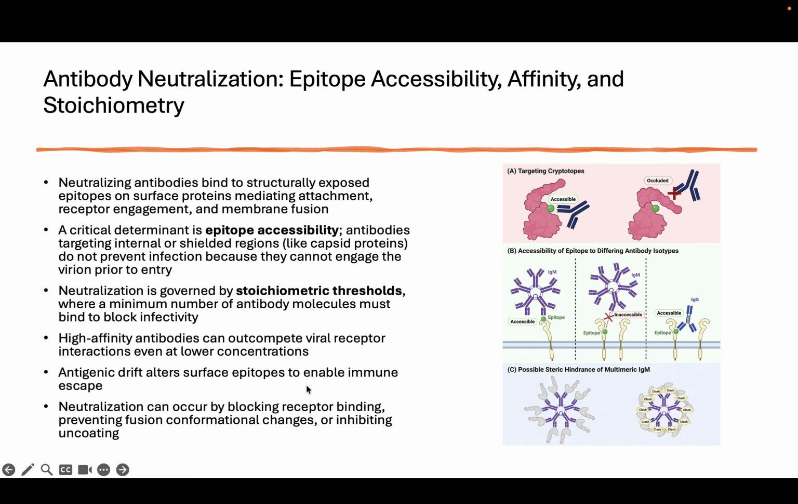But of course, one thing we start to see is antigenic drift. This happens with influenza viruses or other viruses like HIV, where the epitopes that the antibodies bind to keep changing. So this stops the antibodies from binding. So it's very, very important.